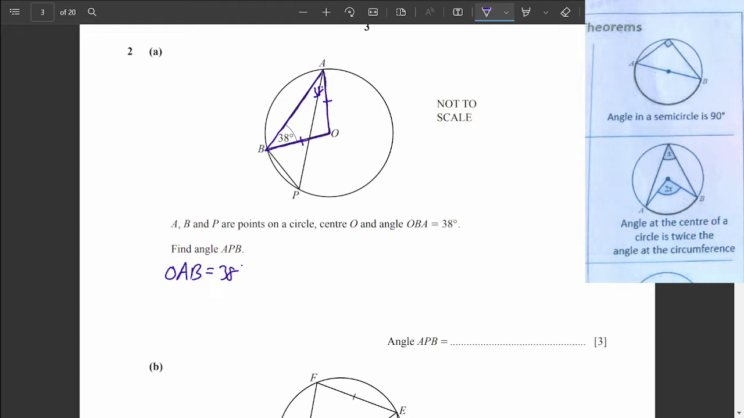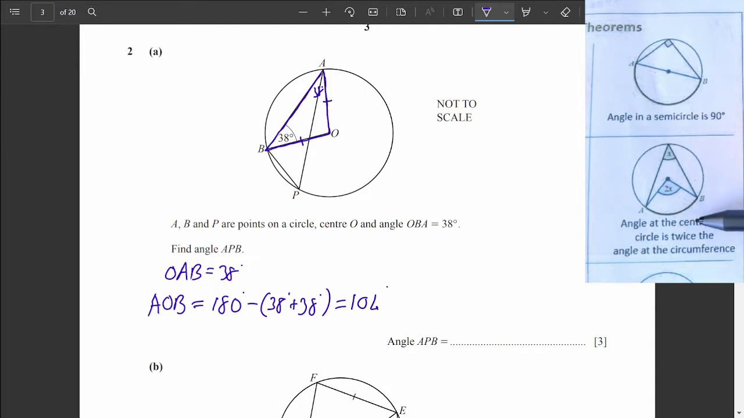See that? That means we can get angle OAB. So AOB, angles in a triangle, which means there will be 180 minus 38 and 38, which is the other two angles, which is 104. Okay, next thing to look at is this circle theorem here.